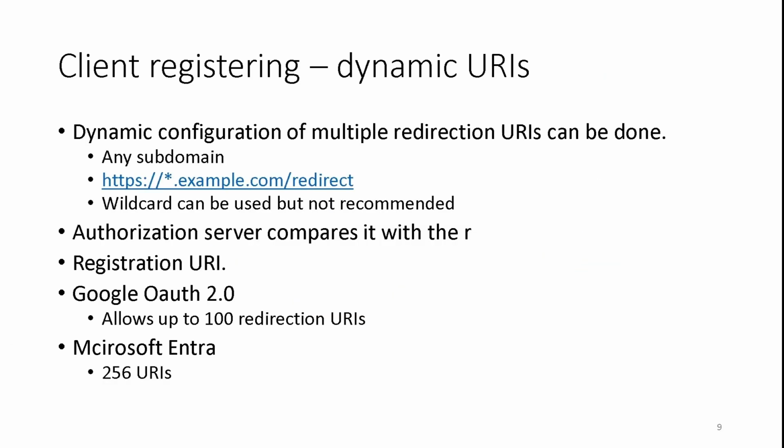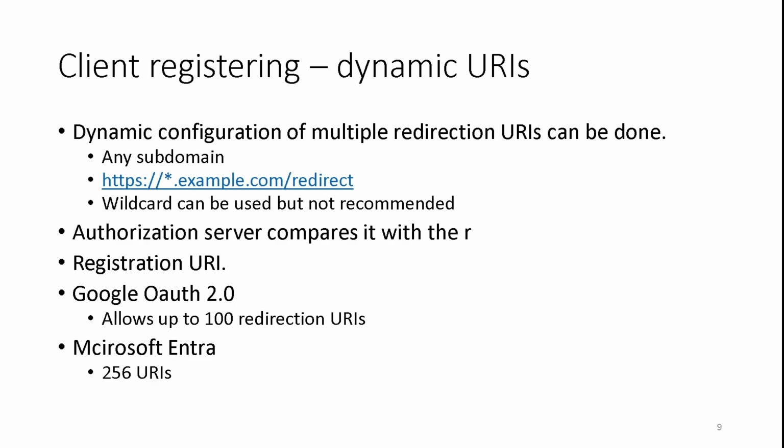The authorization server can support dynamic configuration of multiple redirection URIs. This can be significant for the client to do different things. The client can also register a wildcard domain, which is not recommended, but it can be done. This is an example: https://example.com/redirect as the redirect URI, and then they can use any subdomain in the authorization request, such as client.example.com, for example.